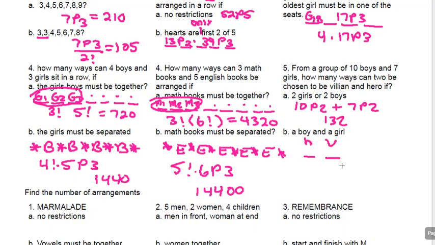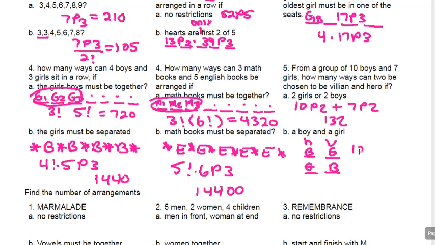So what I've got to do is find ways to make the boy a villain, and then the boy the hero, and then the girl the villain. And then I've got to reverse it, and find ways to make the girl the hero and the boy the villain. So what we're going to do first, in this situation, is how many ways can I arrange the boys in groups of 1?